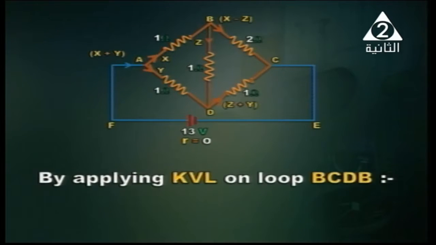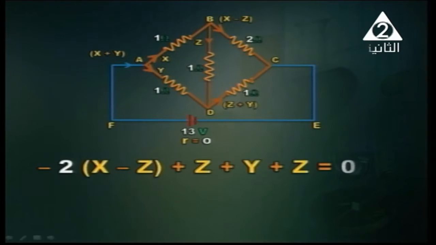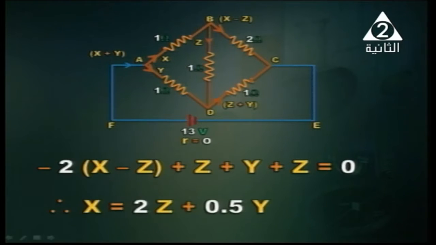By applying Kirchhoff voltage law on loop BCDB. So minus between two brackets X minus Z plus Z plus Y plus Z is equal to 0. So X is equal to 2Z plus 0.5 Y. This is the third equation.